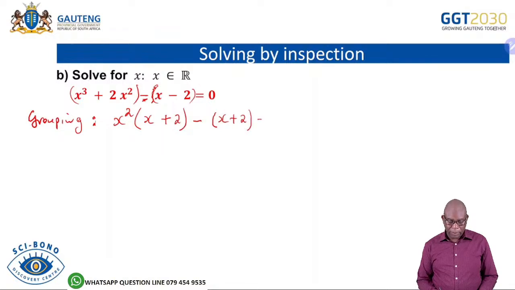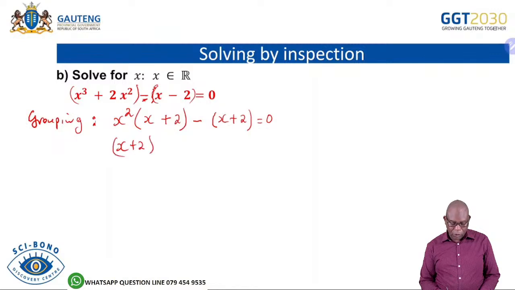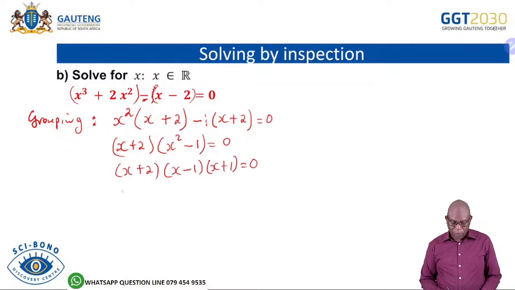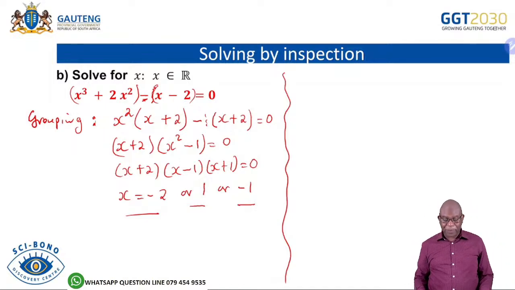x plus 2. Remember, this equals 0. So I can see x plus 2 is a common factor, and what is left here is x squared minus 1, right? Then I'll have this equals 0. I have a difference of two squares. Please know that (x minus 1)(x plus 1) equals 0. My values of x, because I'm solving for x, are negative 2, or 1, or negative 1. So I'll have those three as my answers. Those are called zeros of the graph. Okay.